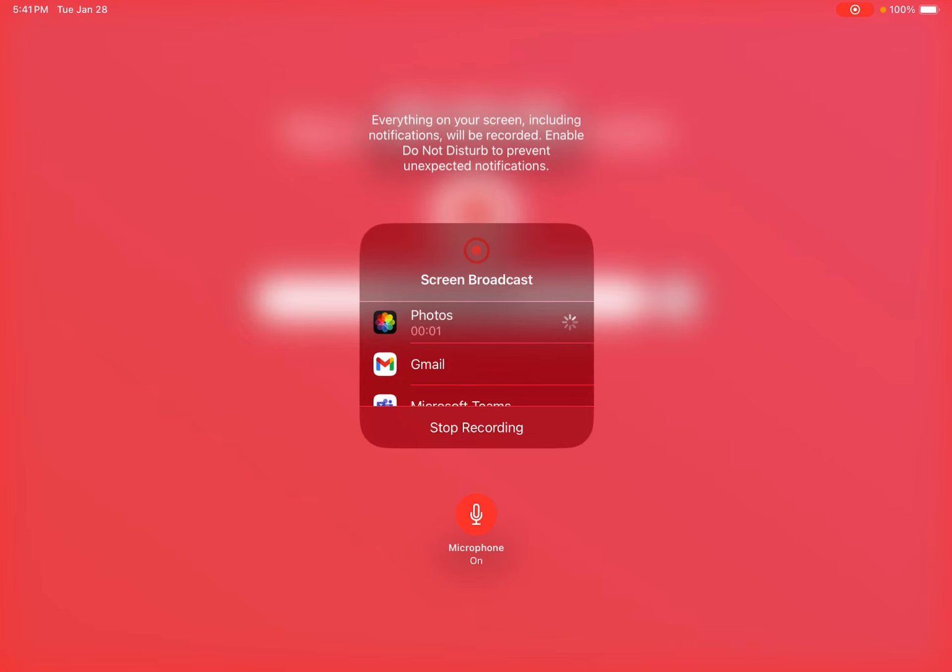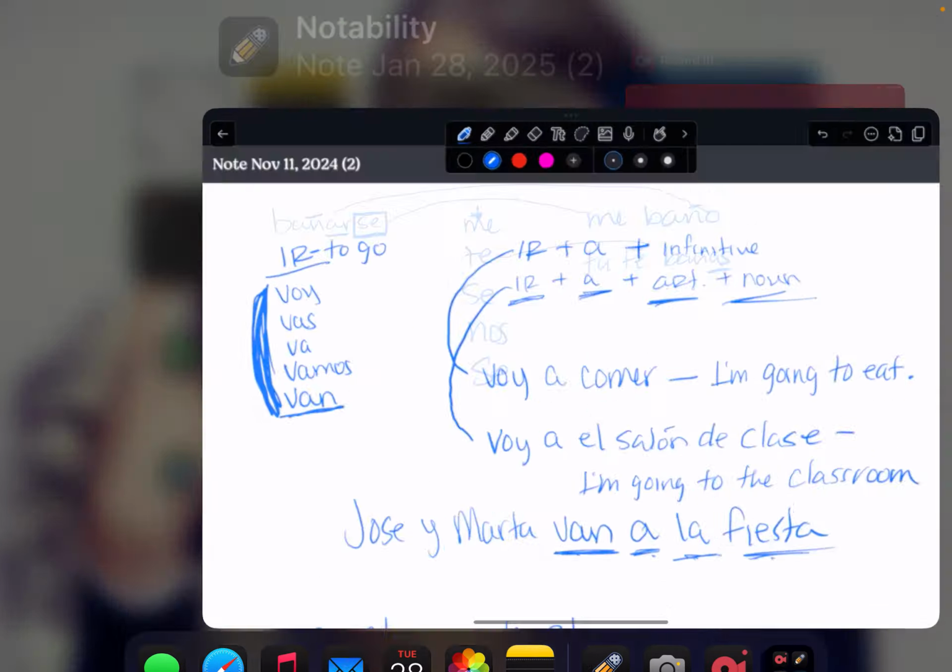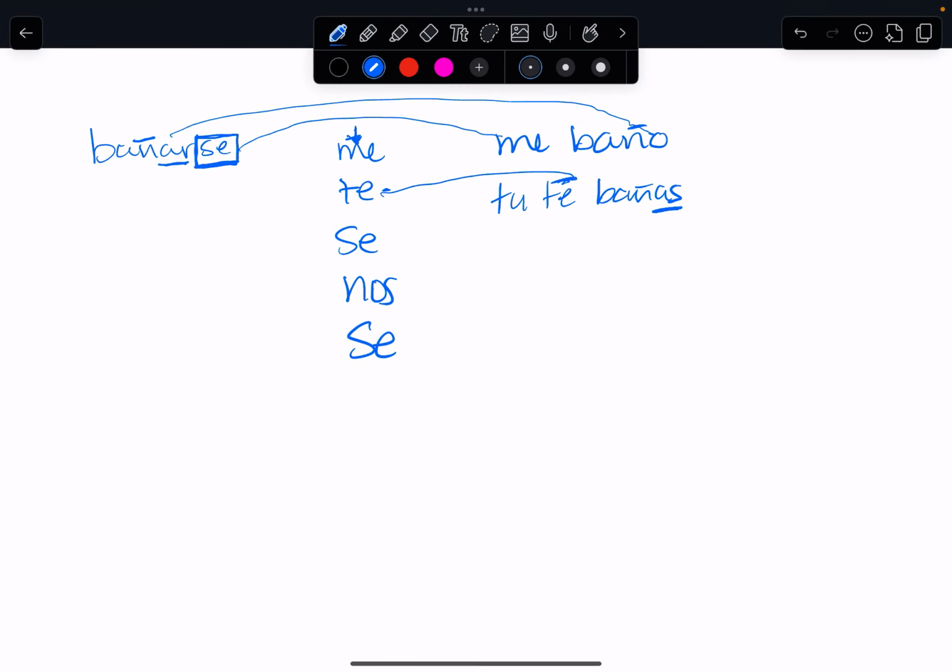Alright guys, so now we're going to go over reflexive verbs. Okay, so you have the word bañarse. The se part of it makes it reflexive. So you have to remember that. Bañar ends in AR and then add the reflexive. That's letting you know that it's reflexive.